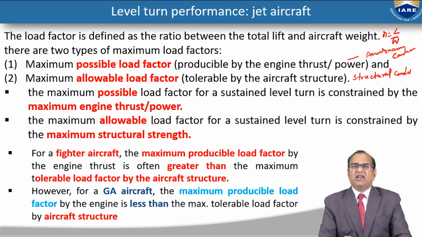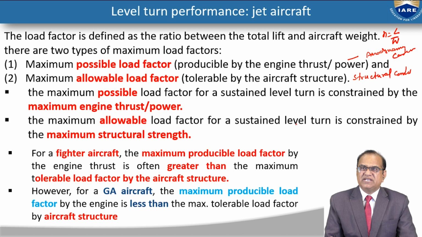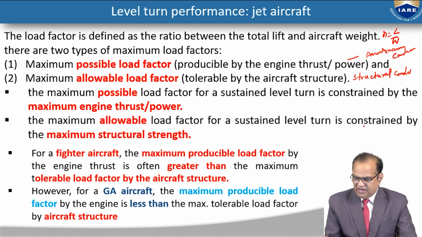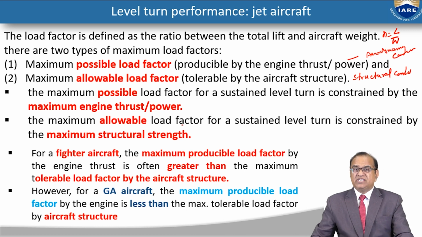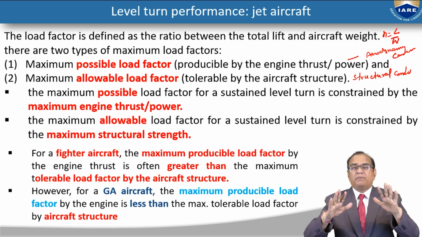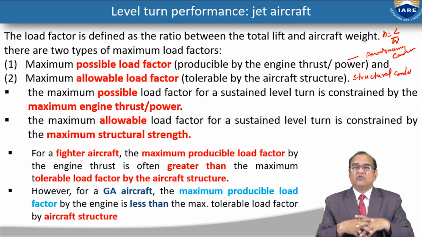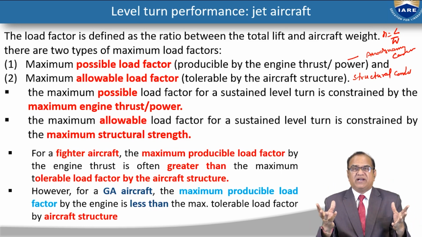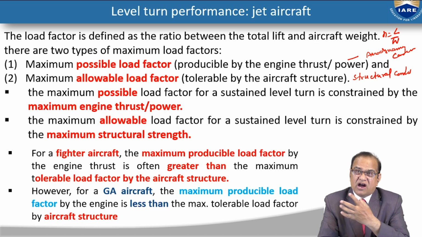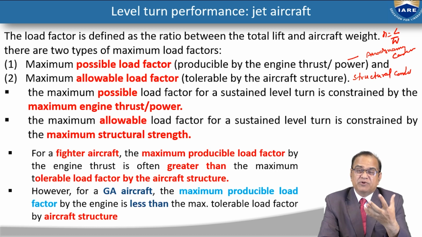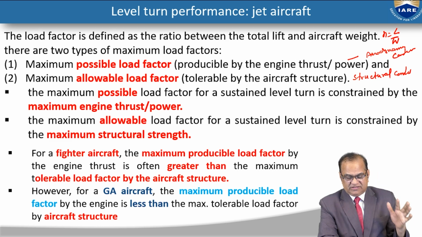Next, the maximum allowable load factor for a sustained level turn is constrained by the maximum structural strength. So if you pull up a very high load factor, your wing may fail, a crack may develop, some part may break. That is the issue of the structural problems. And when we talk about engine thrust, it means how much engine thrust we have, and how much load factor that can produce.